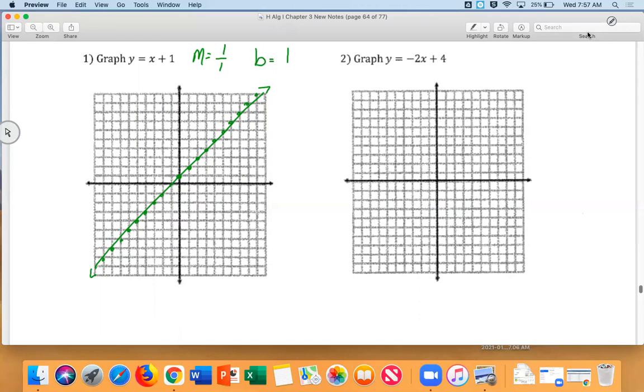All right, for number two, my slope is -2/1, meaning I'm gonna go down 2, to the right 1, and my starting point is 4. So I'm gonna go up to 4 on my y-axis, put a point, and then I'm gonna go down 2 to the right 1, repeating that pattern, okay? And then I'm going to go ahead and connect these dots.